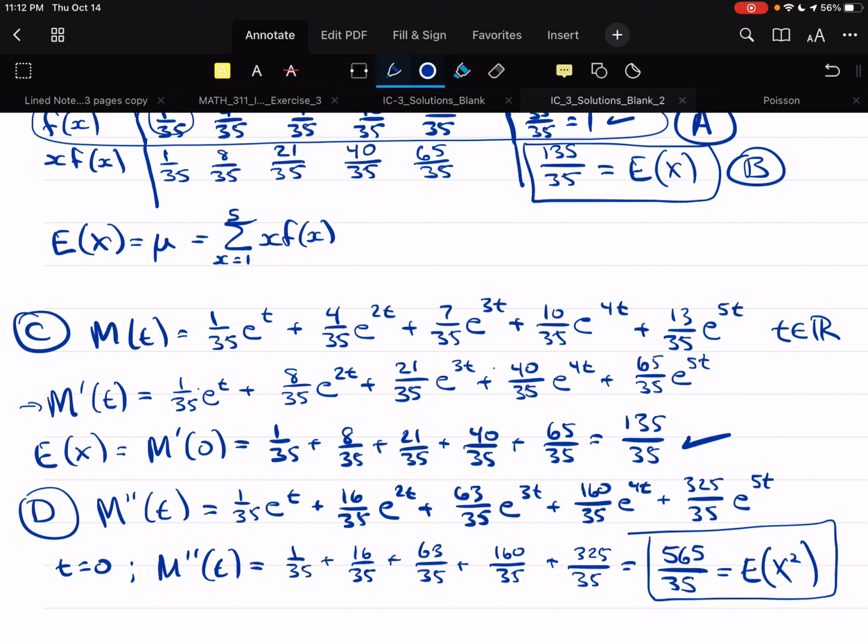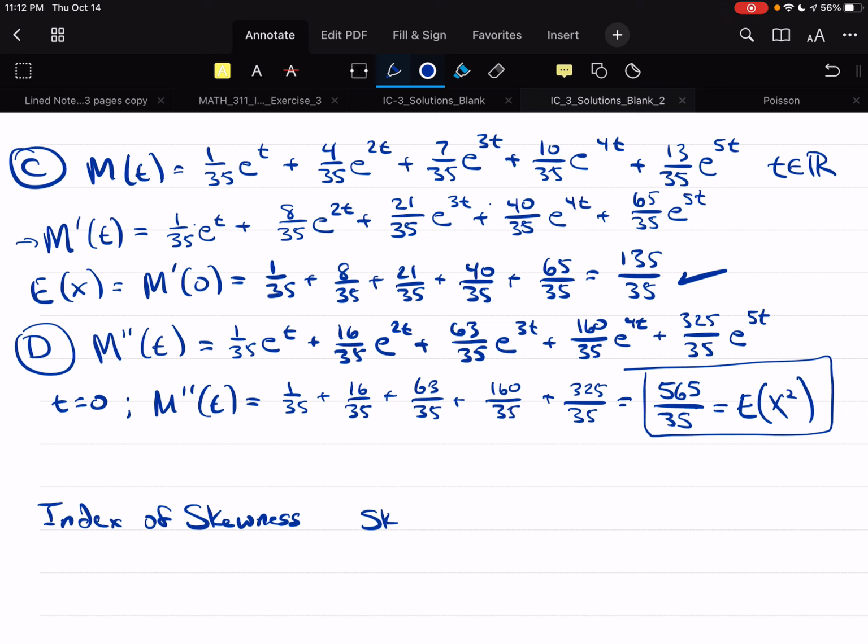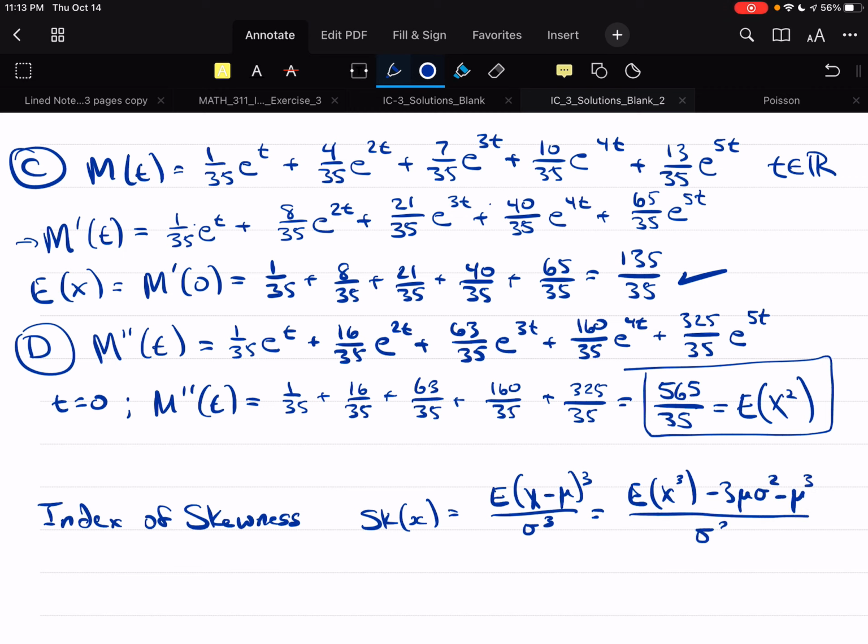Now, in the published solutions, I also went on to calculate the third moment, the fourth moment, and the index of skewness. Remember that the index of skewness used in our book, which is Sk of X, is equal to the centered third moment, E of (X minus mu) cubed over sigma cubed, which simplified is E of X cubed minus 3 mu sigma squared minus mu cubed over sigma cubed.